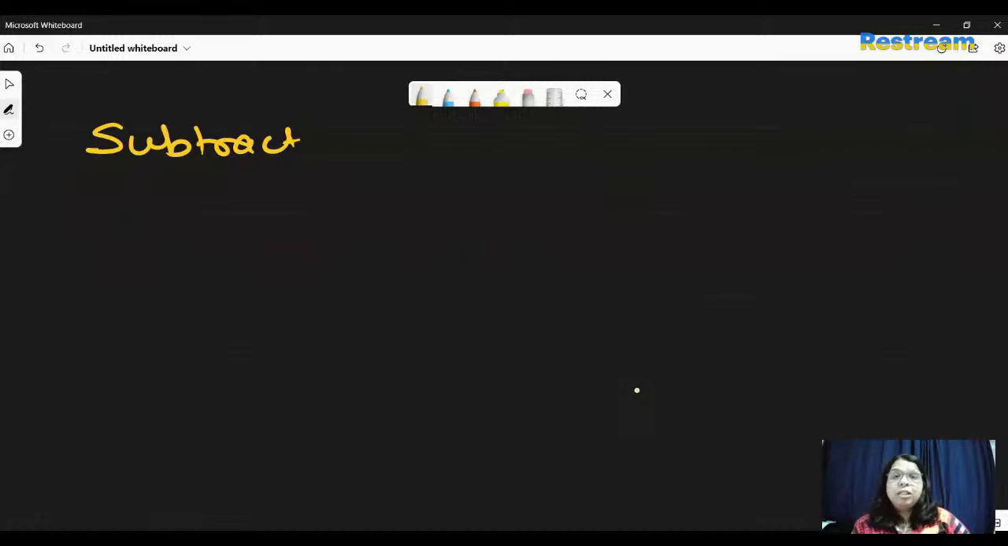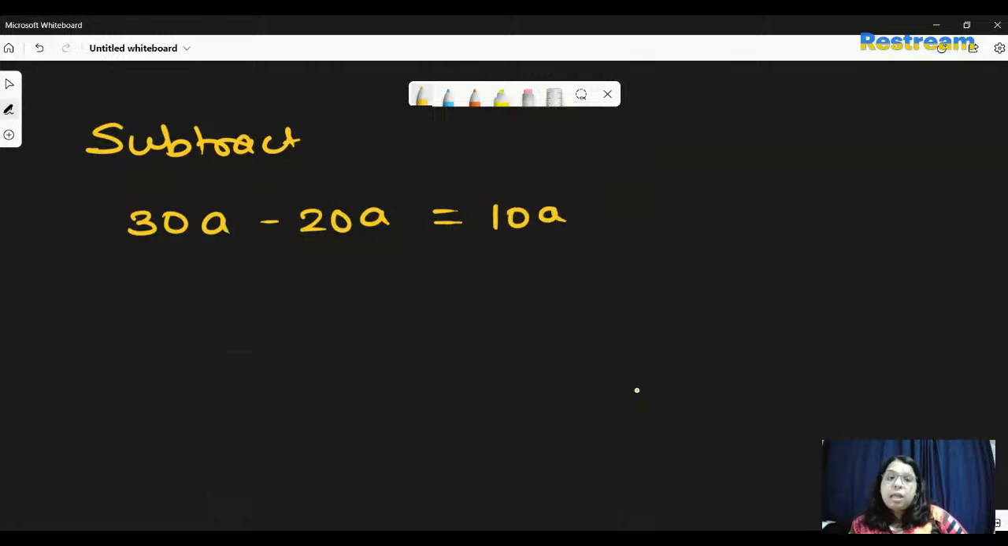Okay, so now in subtraction, again the same rules are going to remain. We are going to follow all the same arithmetic rules. So let's say I have 30a minus 20a. I'm going to get 10a, because 30 minus 20 is 10a.